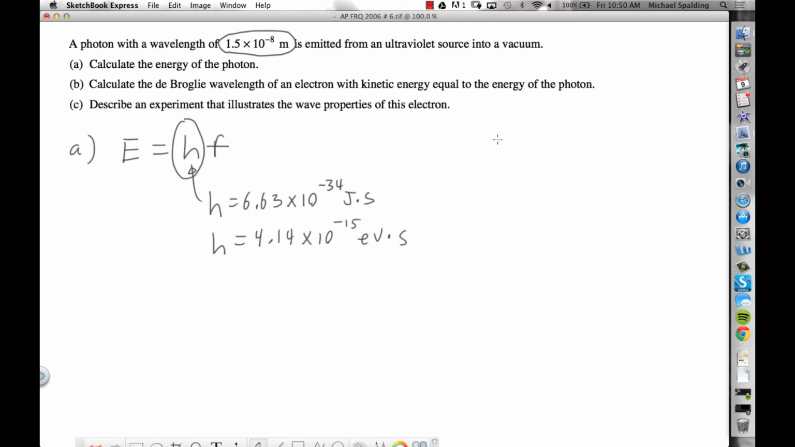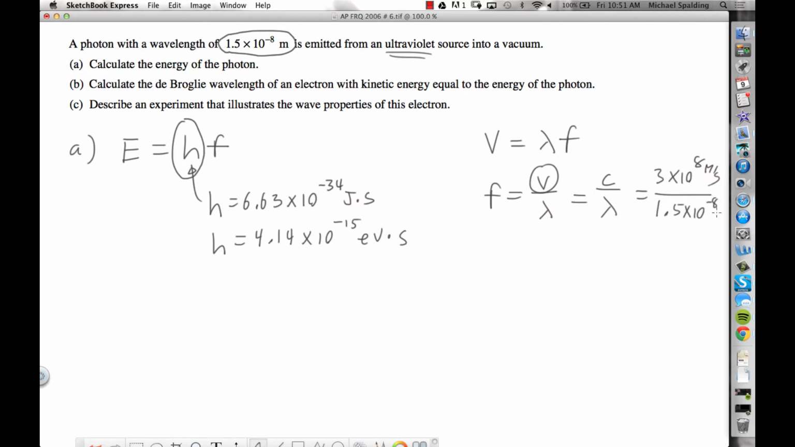Well, there's an equation for that: velocity equals wavelength times frequency. So frequency is going to be velocity over wavelength. From an ultraviolet source, how fast does ultraviolet radiation travel? The speed of light. So the v becomes c, so that's c over wavelength. This is going to be 3 times 10 to the 8th meters per second, over 1.5 times 10 to the negative 8 meters.